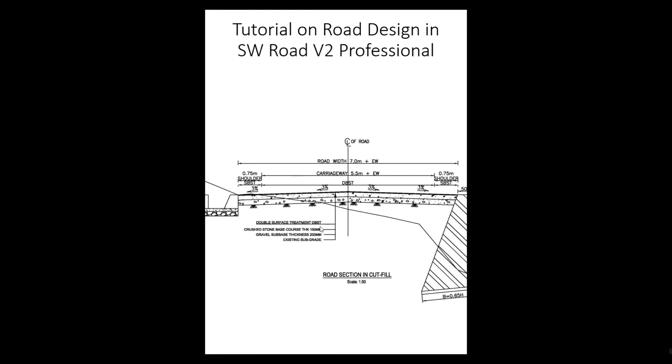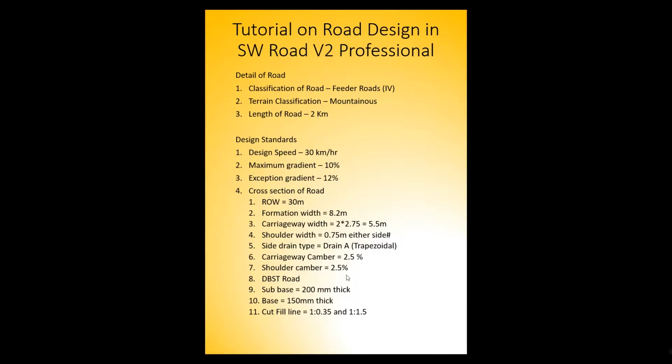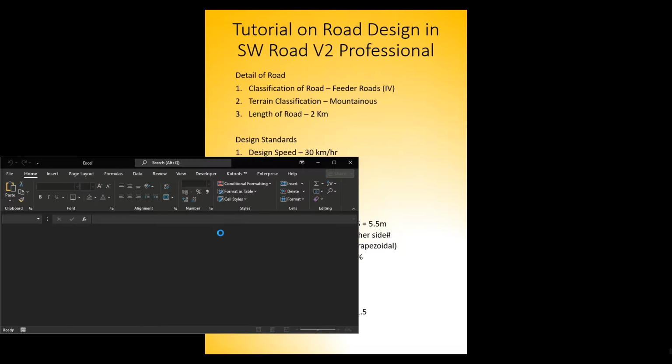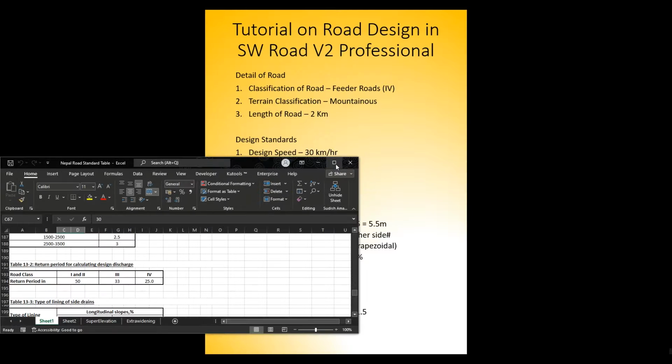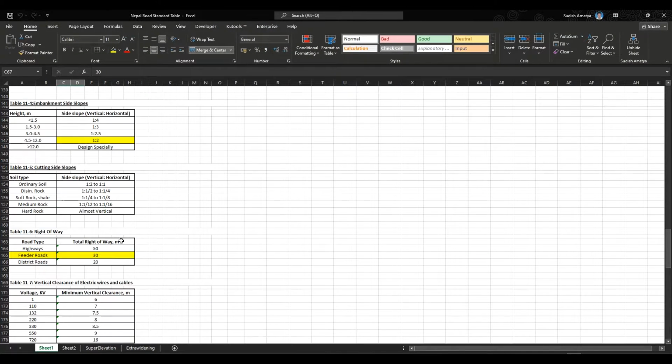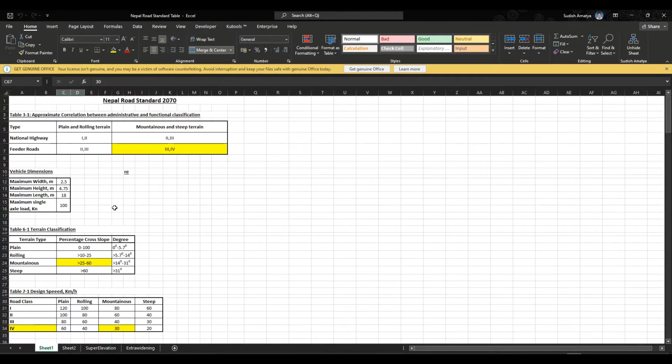So the total road width including drain will be 8.2 meters. If you are curious about how we assumed this data, you can go to the road standard NRS 2070. Let me open an Excel file. Here is the Nepal Road Standard 2070. I have inputted all the important data into the Excel file.